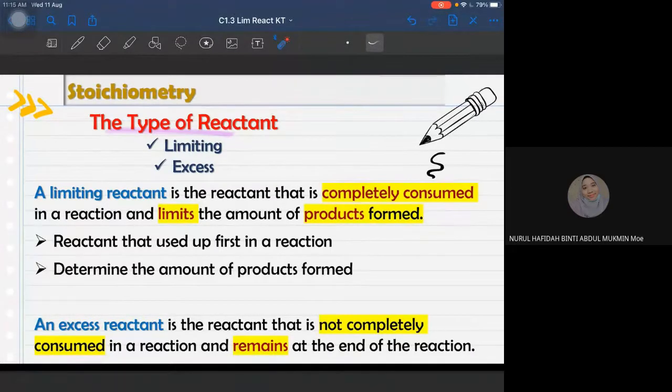Boleh, Miss. Excess reactant tu pula adalah yang lebih. Okay, so satu tu akan limit, satu tu akan ada lebihan. So the excess reactant is the one that not completely consumed, maksudnya dia ada baki lagi at the end of the reaction. Okay, so fahamkan dia punya definition.